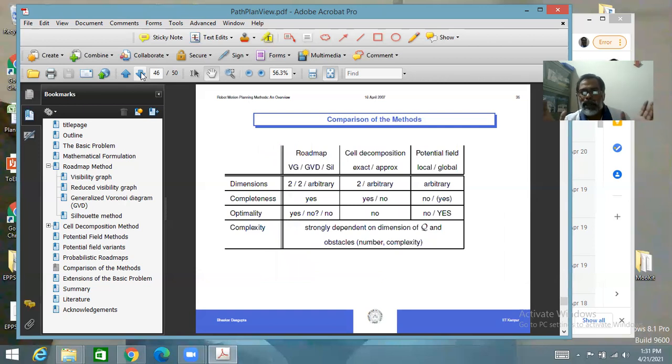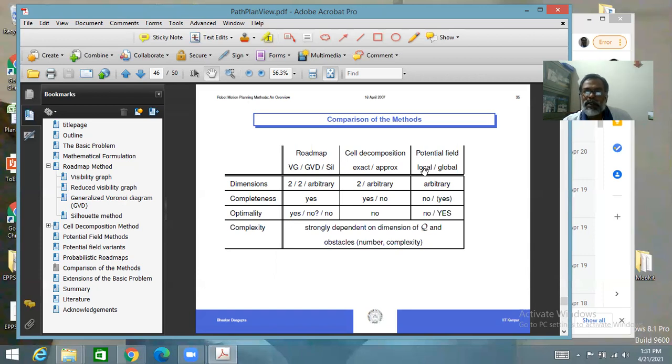So now we compare the methods in a nutshell. Roadmap methods, visibility graph, reduced visibility graph, and generalized Voronoi diagram, they are operational on only two-dimensional C spaces. Silhouette method is applicable on arbitrary dimensions. Exact cell decomposition is operational only in 2 dimensions. Approximate cell decomposition can operate in any arbitrary dimension.